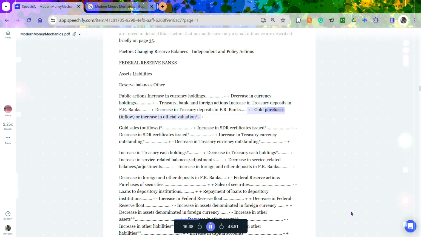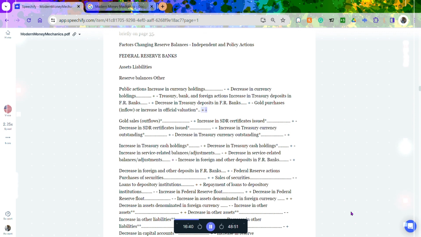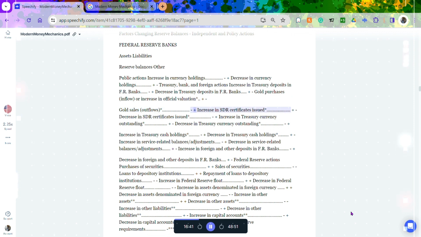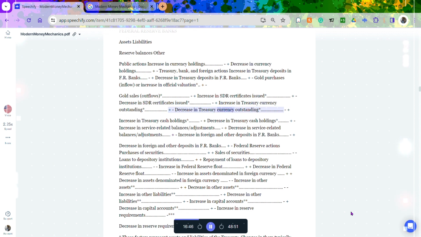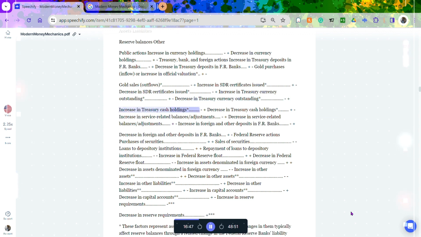Plus, gold purchases, inflow, or increase in official valuation (asterisk). Plus, gold sales, outflows. Plus, increase in SDR certificates issued. Plus, decrease in SDR certificates issued. Plus, increase in Treasury currency outstanding. Plus, decrease in Treasury currency outstanding (asterisk). Plus, increase in Treasury cash holdings. Plus, decrease in Treasury cash holdings. Plus, increase in service-related balances/adjustments.